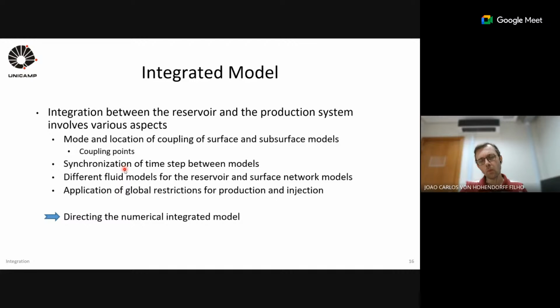One thing that is very important is how to treat different fluids and different fluid models from the different reservoir models and the network models, how I could consider it, and how to apply global restrictions for production and injection for all parts of my system. These elements direct us to the choices in terms of the numerical integrated model.